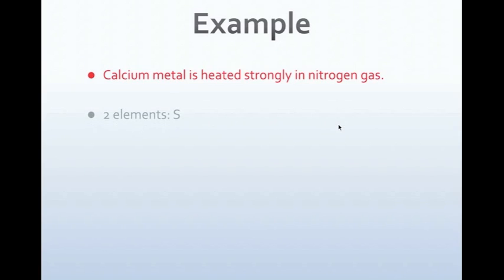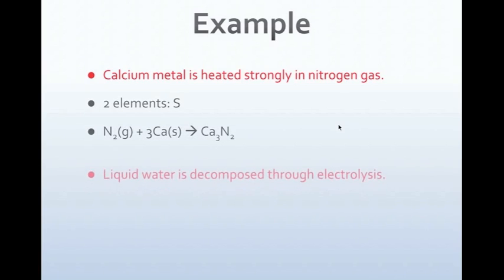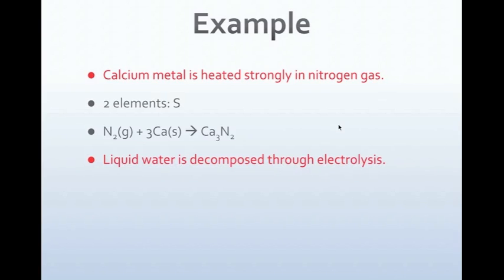We see that we have 2 elements, which is our synthesis, calcium and nitrogen, and it makes our calcium nitride. Okay, in our next example, we have liquid water is decomposed through electrolysis. So we're starting with H2O. Okay, decomposition means we're going to break it up in its parts. We'll have hydrogen plus our oxygen. They're both diatomic, so H2 O2.